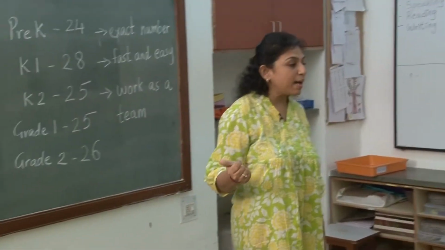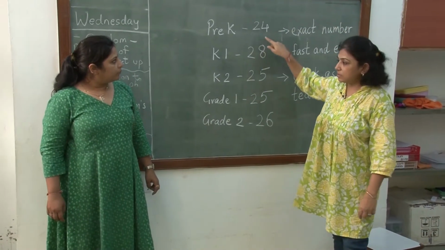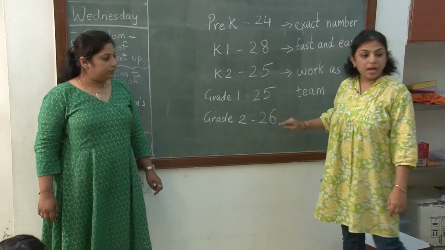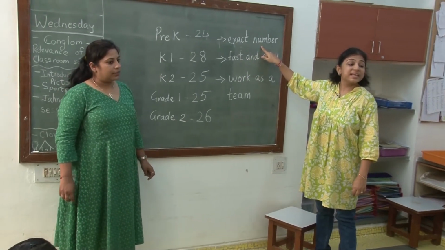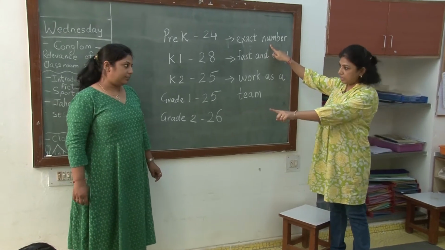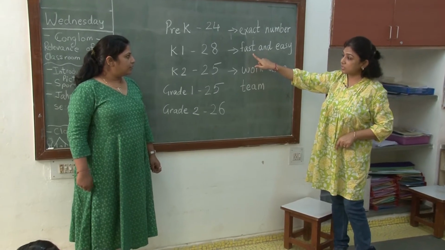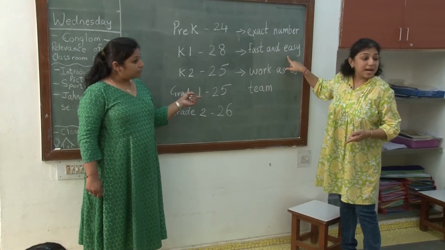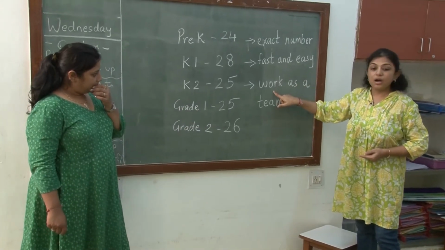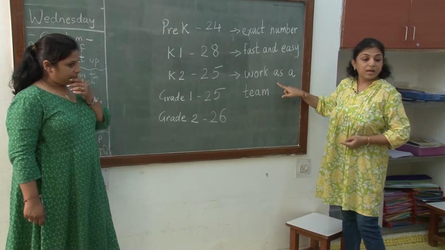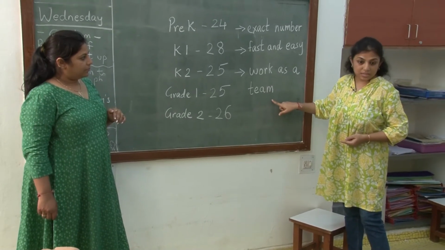Are we ready for Ritu ma'am? Yes. Okay. So each group, ma'am, had a number to count. You had to count the exact number, right? Ma'am, that you said, right? You want the exact number. Then you wanted a method that was fast and easy. Yes. Okay, correct. And the third, working in a group. Working as a team.